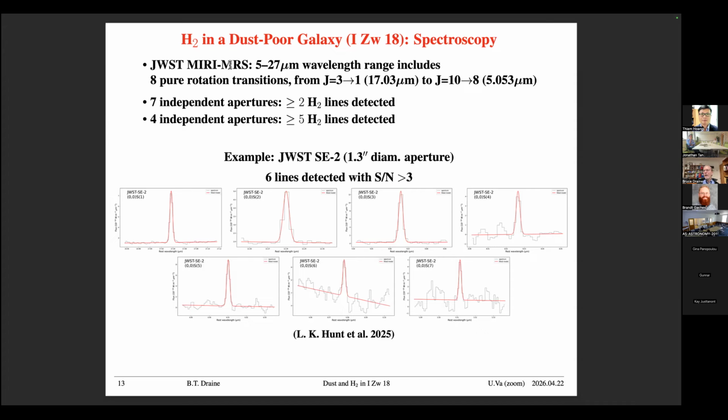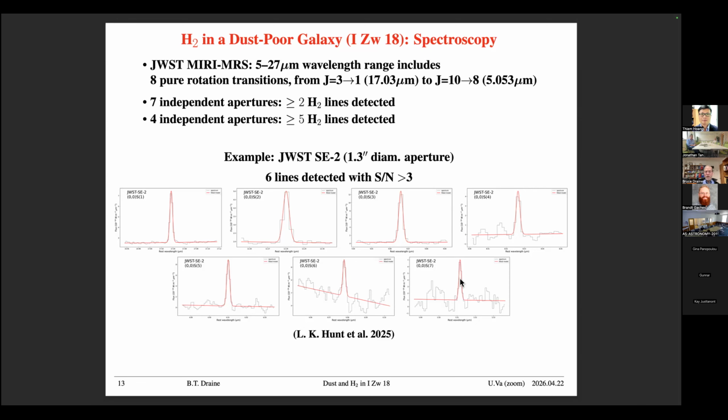So over this spectral range we end up with 8 rotational transitions within the MIRI bandpass, running from 5 microns for the J equals 10 to 8 to 17 microns for the J equals 3 to 1. And in this position here, we detect with signal to noise greater than 3, 6 of these emissions. So 3 to 1, 4 to 2, 5 to 3, 6 to 4, 7 to 5, 8 to 6, maybe, except this is not 3 sigma, and 9 to 7.